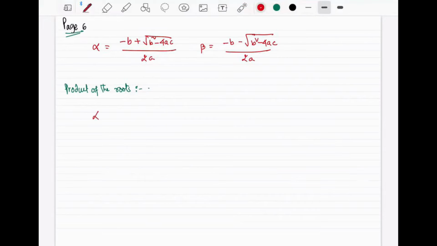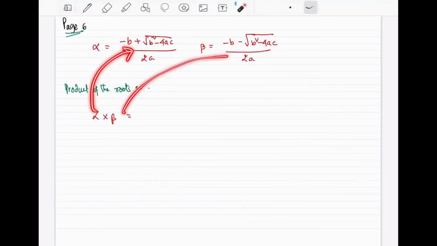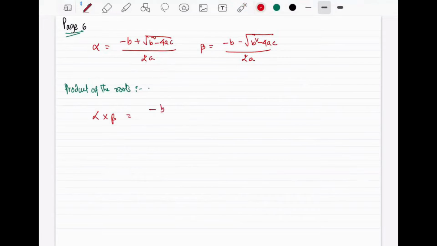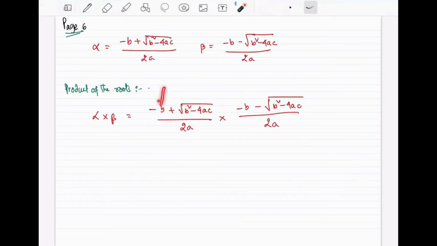Okay, so alpha into beta is equal to, what is alpha? Alpha is here, beta is here, just put in the value: minus b plus root over b square minus 4ac by twice a, into, we are multiplying, minus b minus root over b square minus 4ac by twice a. The numerators have two terms, so let's wrap them inside brackets. Denominator, no issue, there is a single term in there.